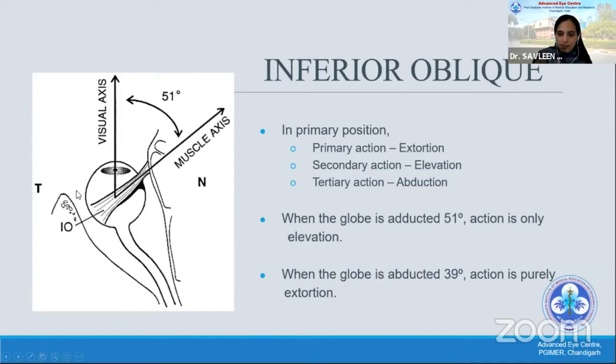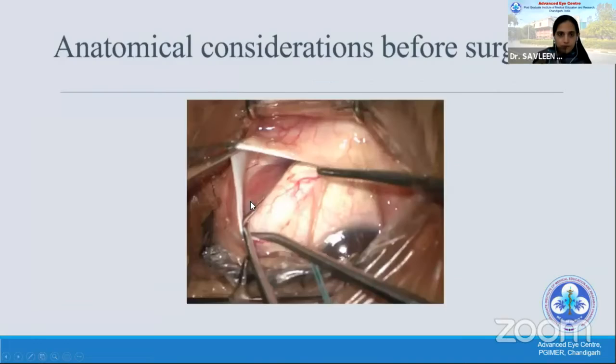When the globe is abducted, the action is mainly extorsion. So that is what we keep in mind when we are examining a patient: you check for the inferior oblique in adduction because of its elevating action, although it is an abductor.